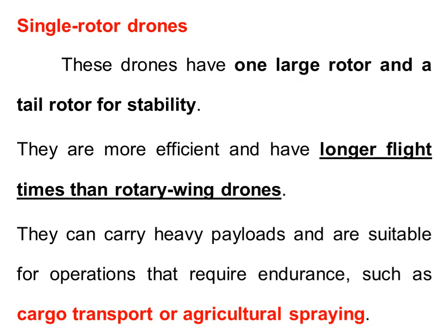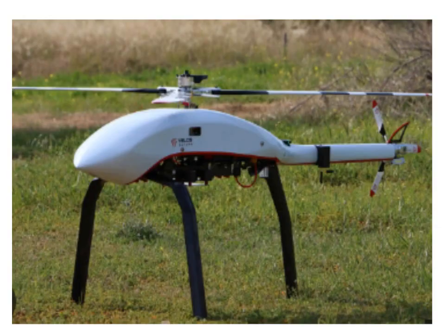Single rotor drones. These drones have one large rotor and a tail rotor for stability. They are more efficient and have longer flight times than the rotary wing drones. They can carry heavy payloads and are suitable for operations that require endurance, such as cargo transport or agriculture spraying. This is one of the single rotor models. The image is shown on the slide.